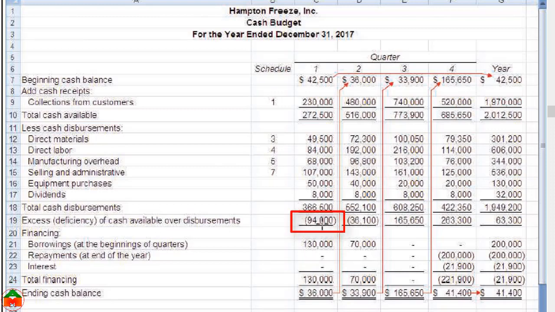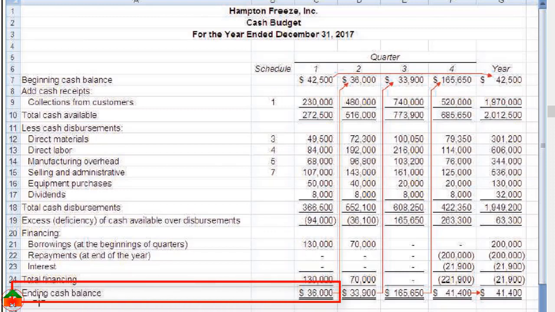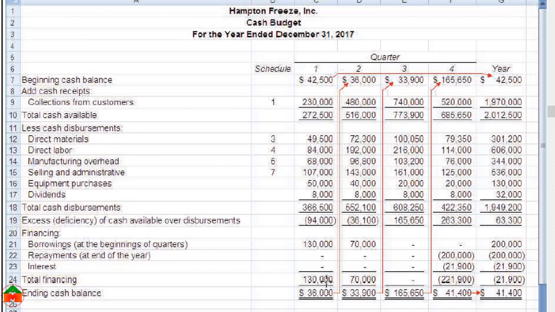Here we can see there is a deficiency and we have financed 130,000. That means if we deduct the deficiency of 94,000 from 130,000, there will be an ending cash balance. To calculate the ending cash balance we need to adjust the item excess or deficiency with the total financing. Our financing is 130,000 and our deficiency is 94,000. So there would be an ending cash balance of 36,000.